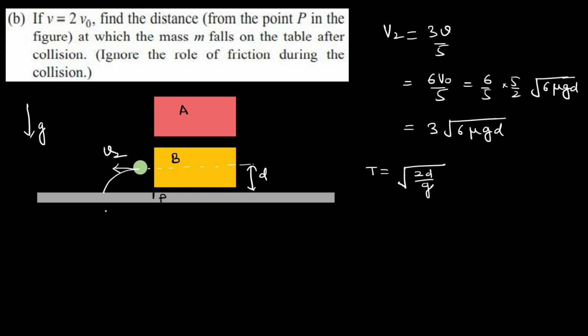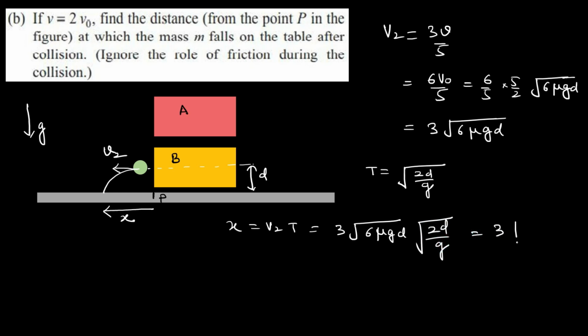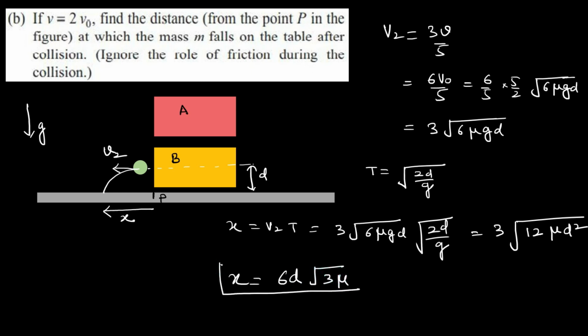Then the horizontal component of velocity is constant, so if it goes a distance x from here, we can use x is equal to V2 into t. V2 is 3 into square root of 6 mu g d, and t is square root of 2d by g, and this will become 3 square root of 12 mu d square, and this will become 6d into root 3 mu, and that is our final answer. Thank you.